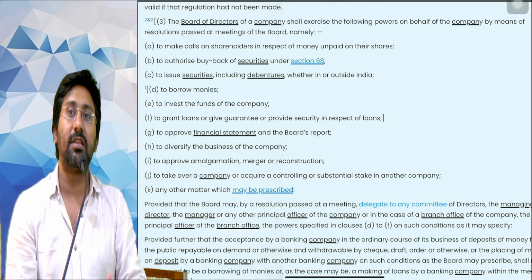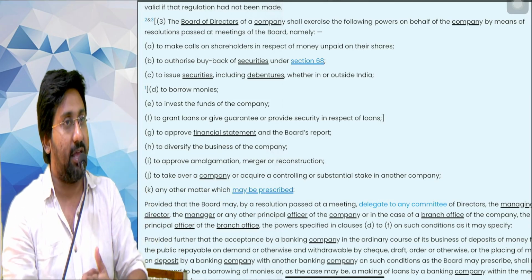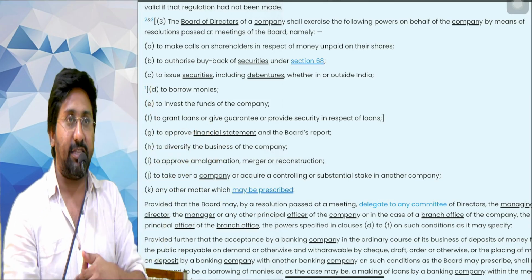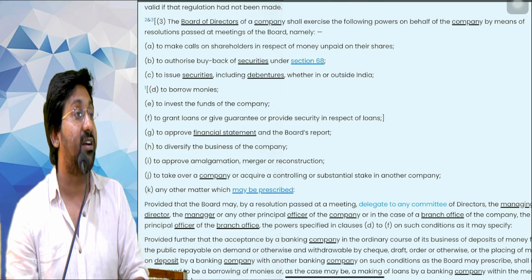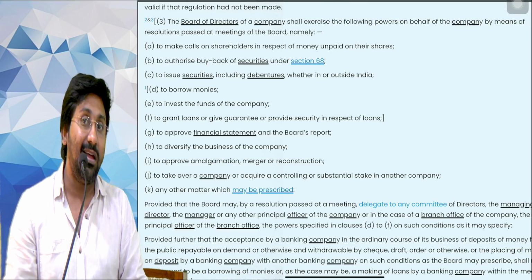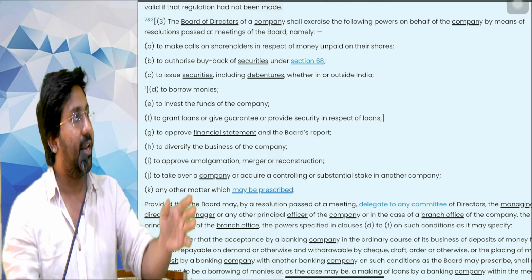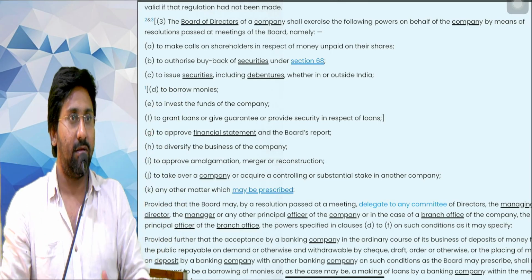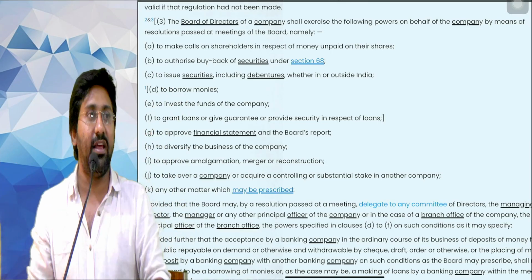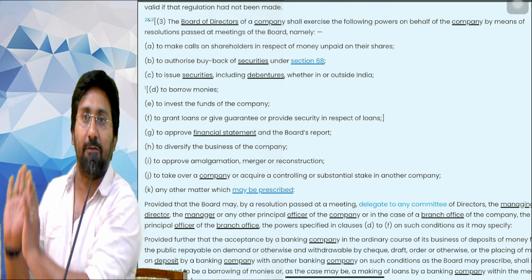How many deemed prospectus concepts are there? Two deemed prospectus concepts are there. Number 1, offer for sale. Number 2, if you remember, there is a concept called a shelf prospectus. Shelf prospectus means one time only we will give it and put it in the shelf.